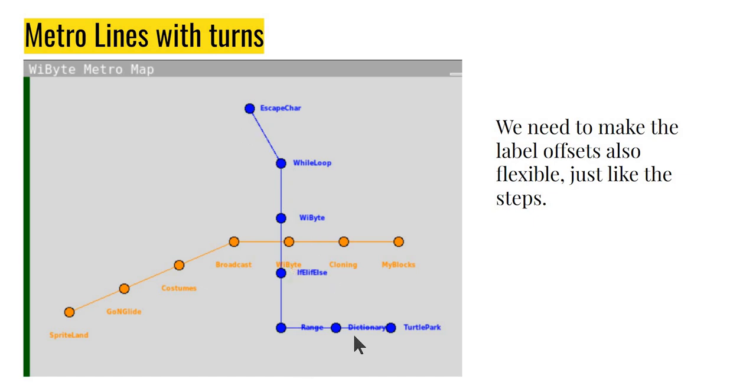But it will be really nice if we could make this also flexible, because then we can have full control on this, and it turns out that we can give this flexibility to the labels just like we have given the turns on the line. Let's see how this works.